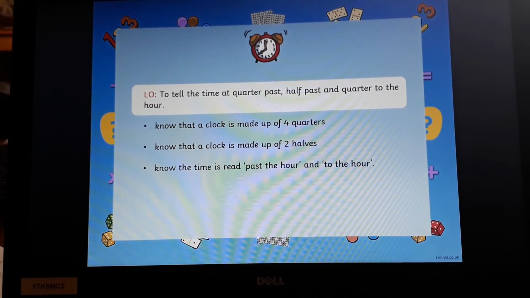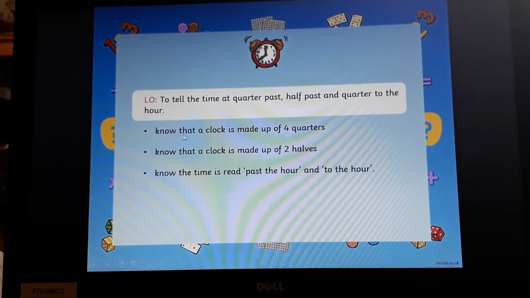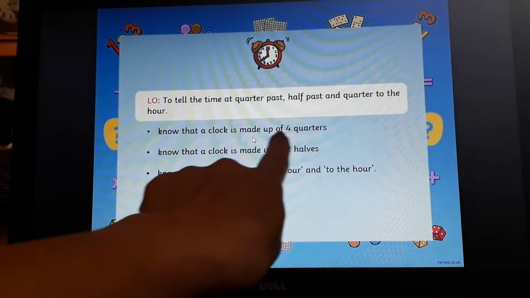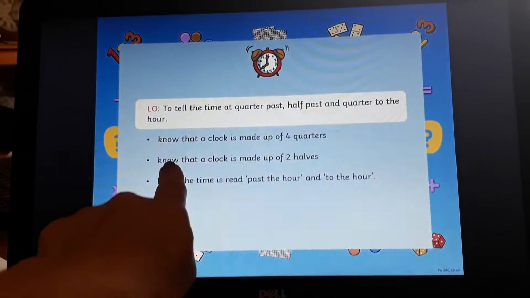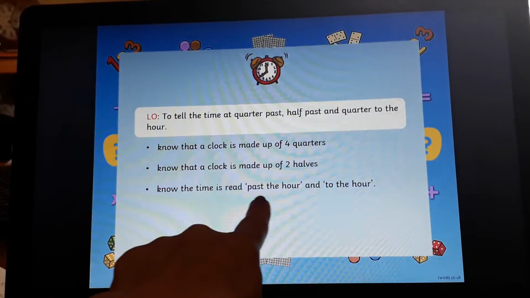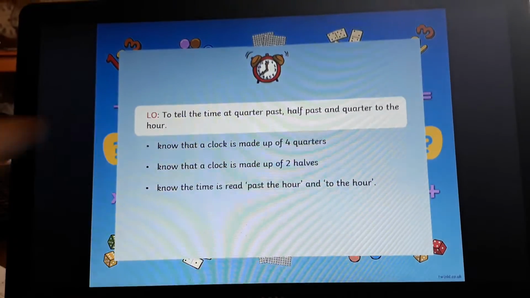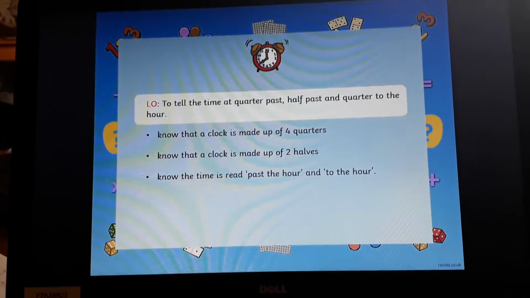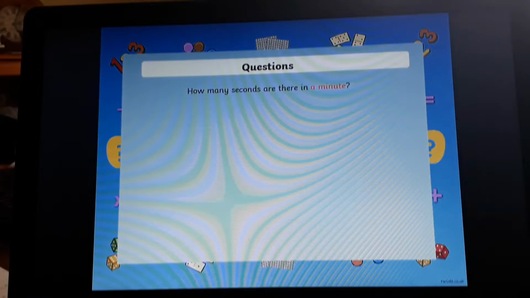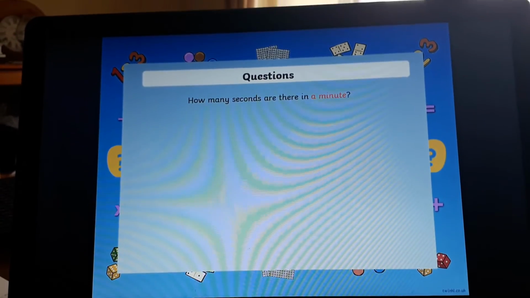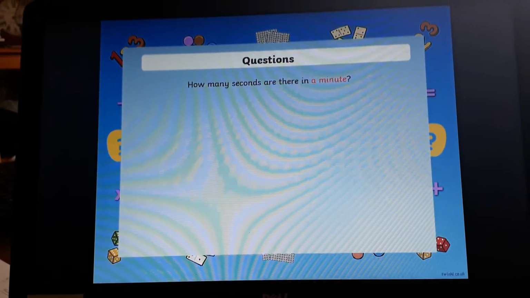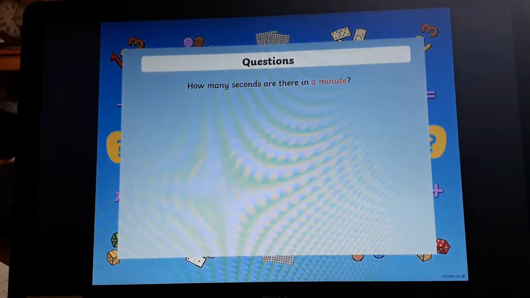So we're going to find out through this PowerPoint how to know that a clock is made of 4 quarters, know that a clock is made up of 2 halves, and know the time is read past the hour and to the hour. So here is your first question. How many seconds are there in a minute? Have a think, pause.